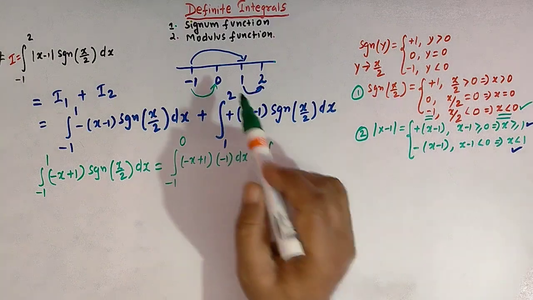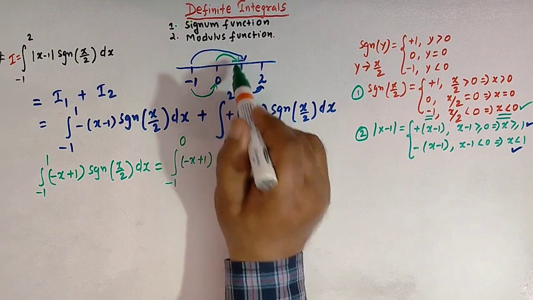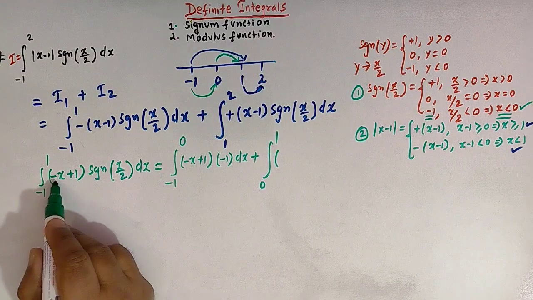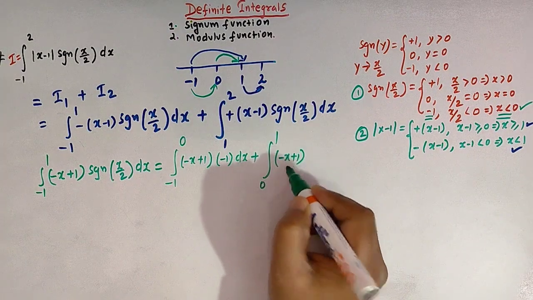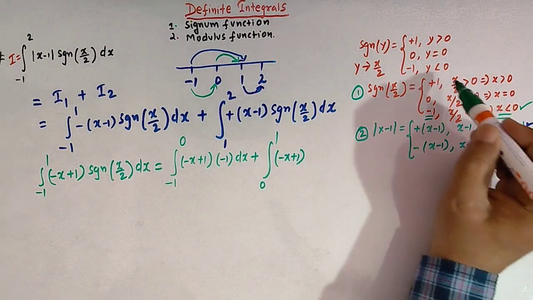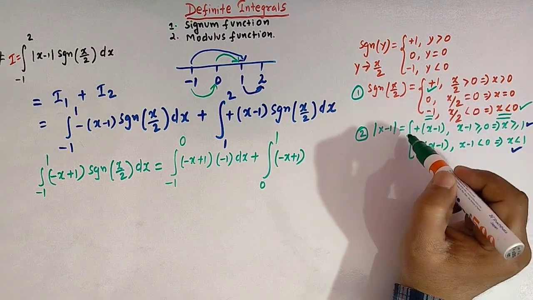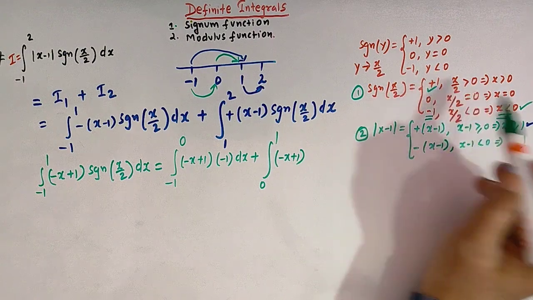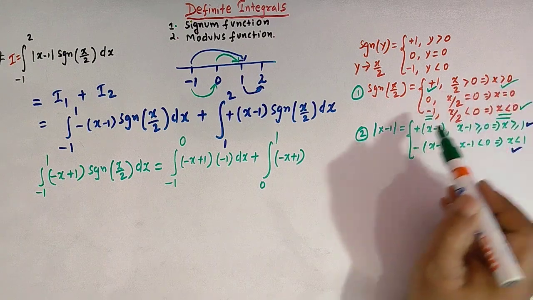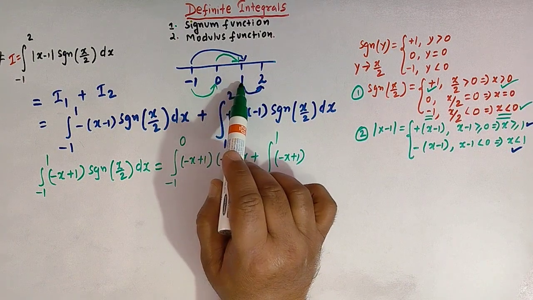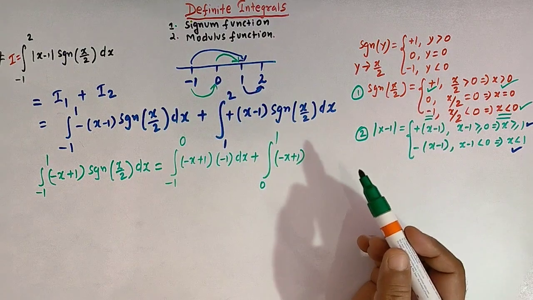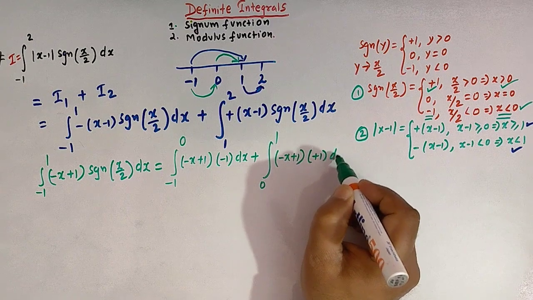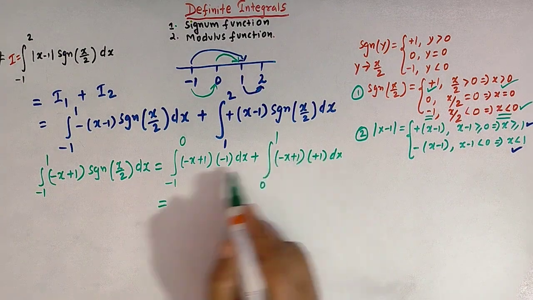And then we'll go from 0 to 1. When we go from 0 to 1, here we have minus x plus 1, and the signum of x over 2 would now take the positive value 1. So signum of x over 2 can be replaced by plus 1, because here x is greater than 0. When we go from 0 to 1, all the x are greater than 0. So now we have two very simple integrals.